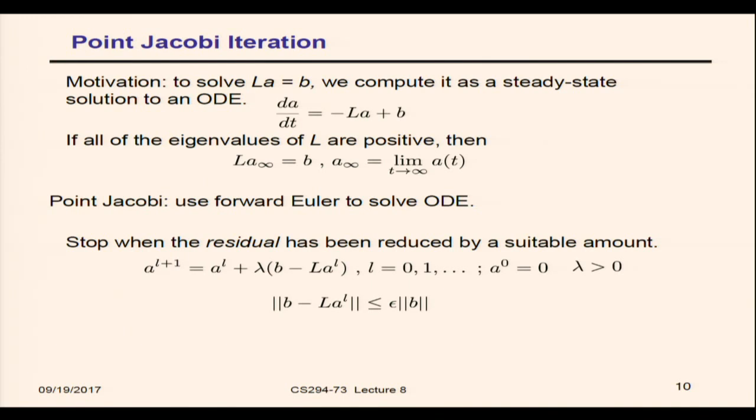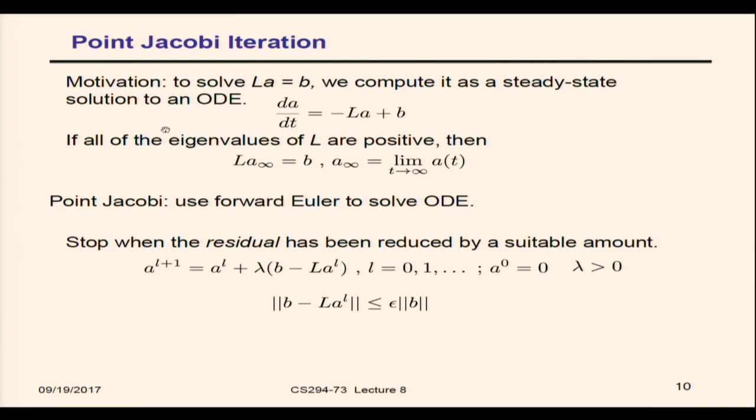Now, once we have a matrix, what are we going to do with it? Again, the only tool we have in our box at the moment is point Jacobi, which works equally well here. So to solve LA equal B, we compute it as a steady state solution to an ODE. I flipped the sign here, so L is minus Laplacian. It's dA dt equals minus LA plus B.